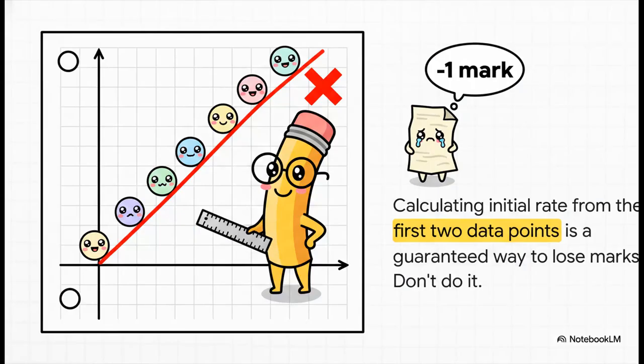Okay, rates of reaction graphs. Listen, if you remember one thing from this whole explainer, let it be this. You absolutely cannot, ever, just take the first 2 points from your results table and calculate the gradient. I'm serious. That is a guaranteed way to lose marks every single time.